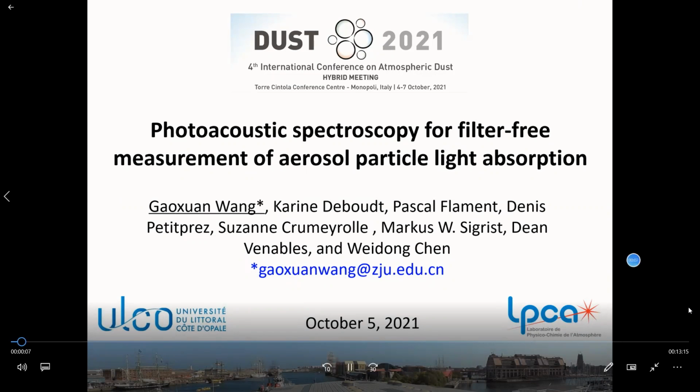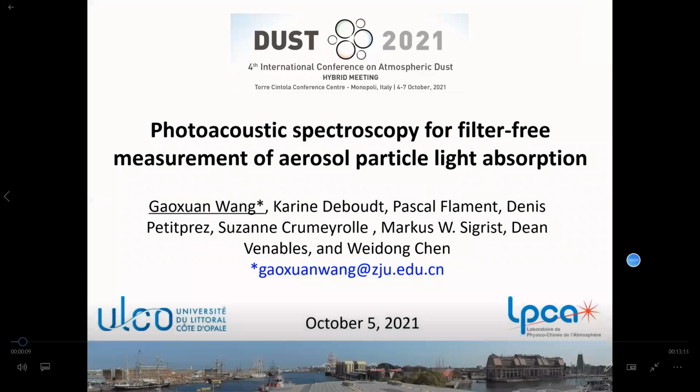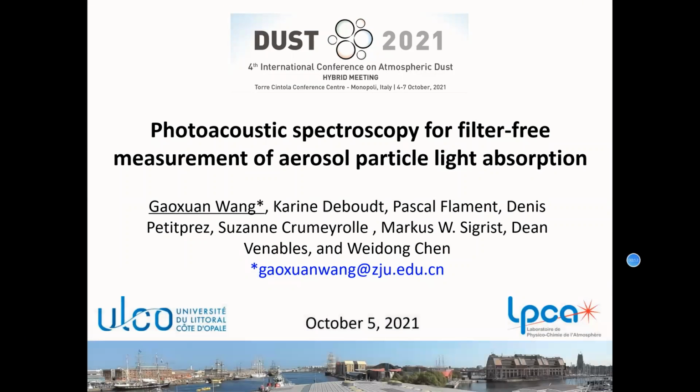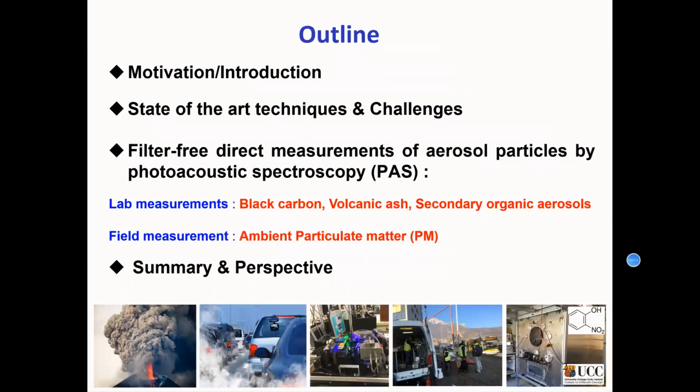I present here our new progress in photoacoustic spectroscopy for filter-free measurement of aerosol particle light absorption. I will introduce my work in four parts: motivation and introduction, the state-of-the-art techniques and challenges, and filter-free direct measurement of aerosol particles by photoacoustic spectroscopy, in the lab measurement of black carbon, volcanic ash, secondary organic aerosol, and a field measurement of ambient particulate matter, and then summary and perspective.